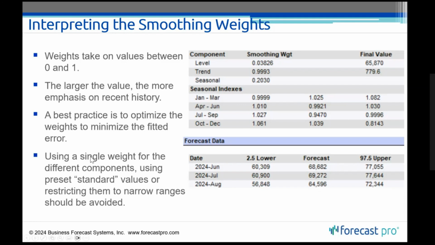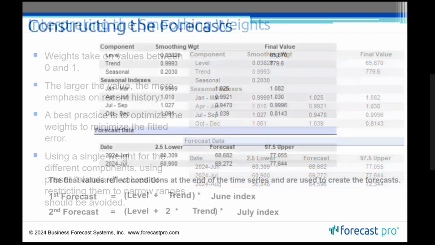Using a single weight for the different components or using preset standard values, which the smoothing in Excel does, is not a good idea. And again, Everett Gardner's article told us that. And in our example here, we've got a good example where you really want those smoothing weights to be different, okay? Because the components are changing at different rates.